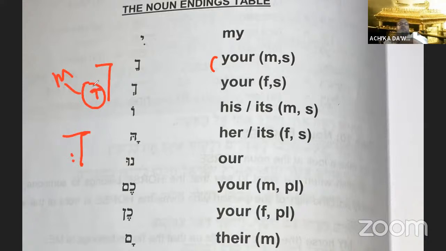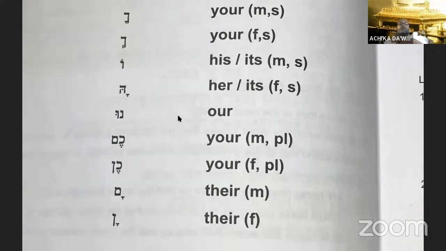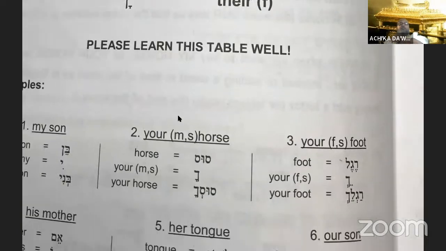Okay. So you can make this the male and you can make this the female. You understand? And it's easy to remember. Just use your imagination. Use your imagination, and that's the reason why they're using that. Easy to remember. All right. So you've got to remember it well.